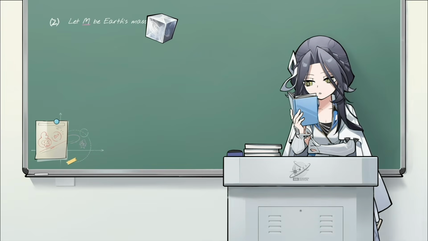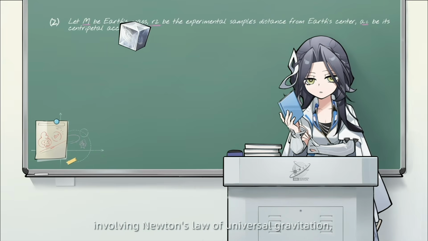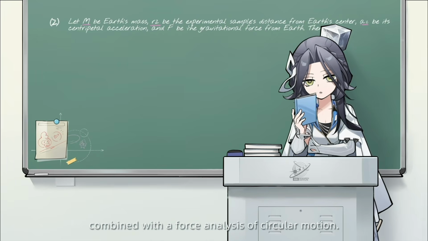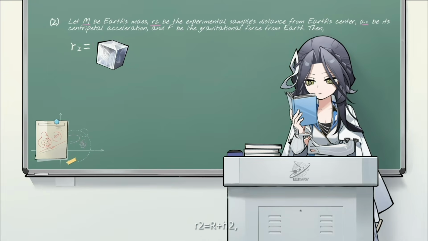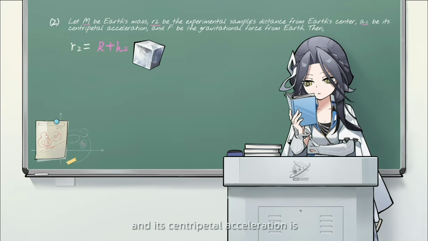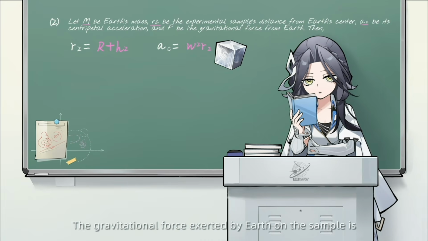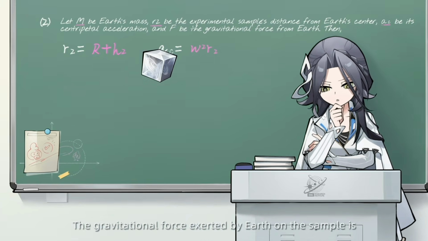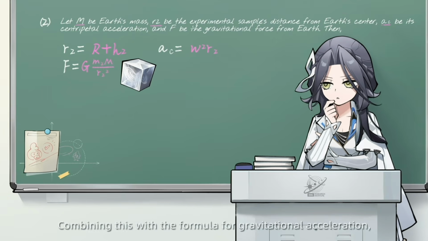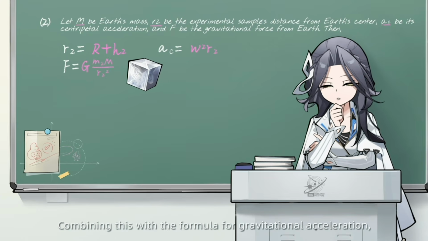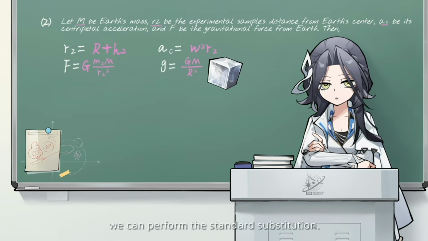Now on to the second question. The key lies in a standard substitution involving Newton's law of universal gravitation, combined with a force analysis of circular motion. Clearly, the sample's distance from Earth's center is r2 equals r plus h2, and its centripetal acceleration is a_c equals omega squared r2. The gravitational force exerted by Earth on the sample is F equals G M m2 over r2 squared. Combining this with the formula for gravitational acceleration, g equals G M over r squared, we can perform the standard substitution.